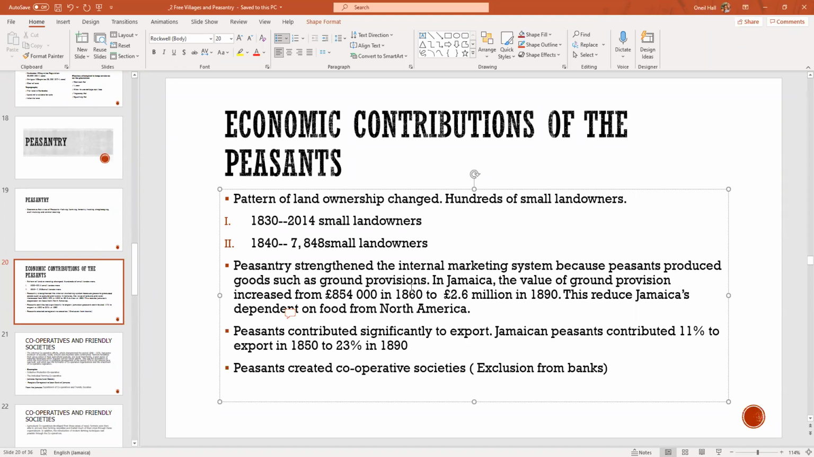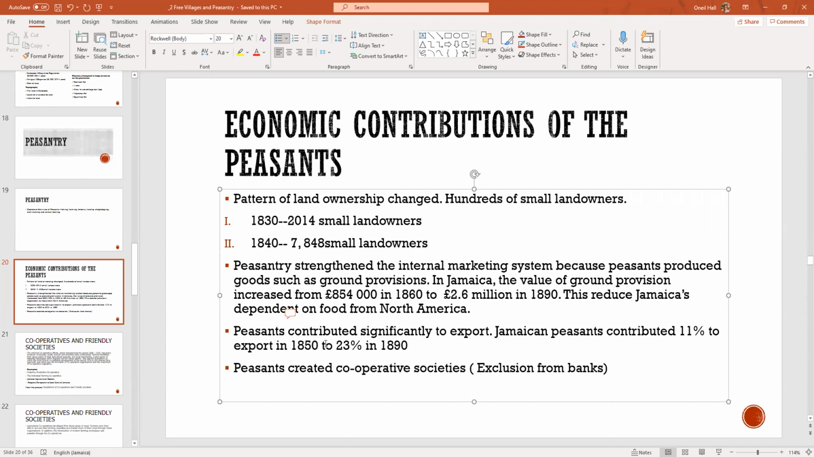And if you can see the value of the food here, 854,000 pounds, that was the value of ground provision that they are producing. And by 1890, they increased that to 2.6 million pounds. So you see that they are producing a lot of ground provision, and they are selling those ground provision, and they are making money from that.